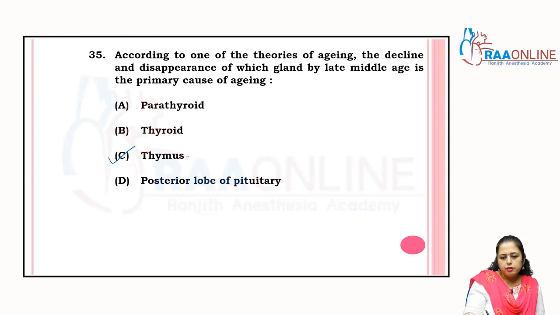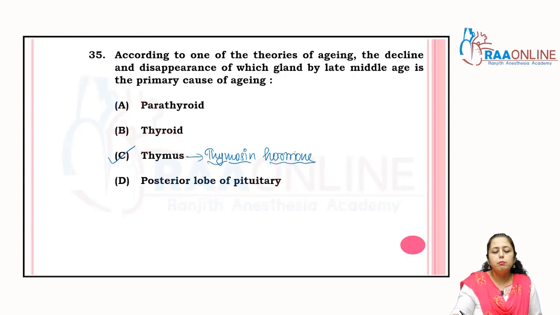See, that thymus gland produces the thymosin hormone, right? That thymosin hormone helps in the maturation of the T lymphocytes. It helps in the formation of the T lymphocytes, or we can say it helps in the maturation of the T lymphocytes, right? Clear? So that is the thymus gland.